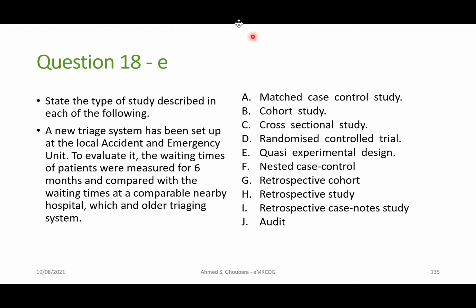Did we randomly allocate a patient to either go to this hospital or that hospital? This is a study example. No, we didn't. So this is a quasi-experimental study.